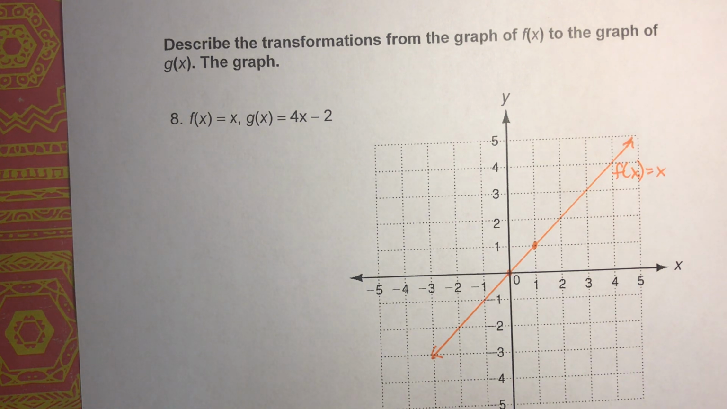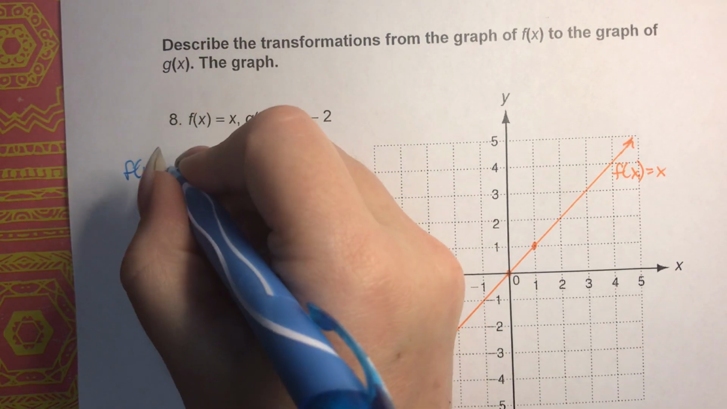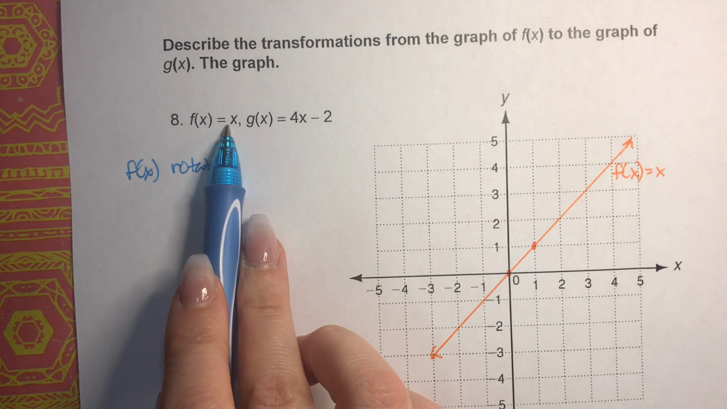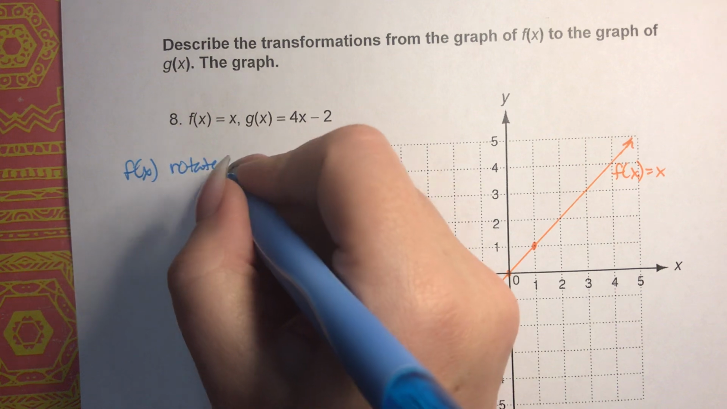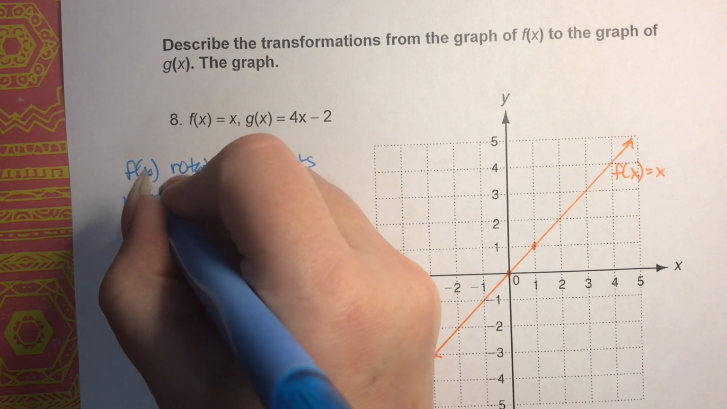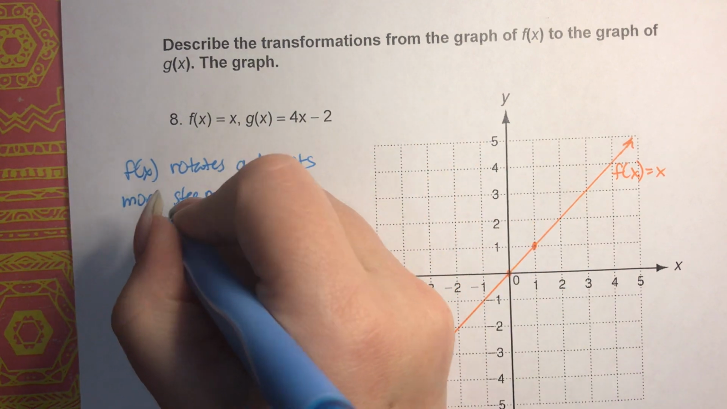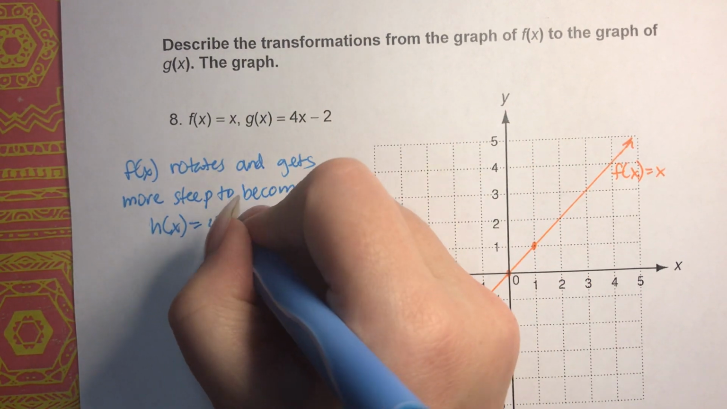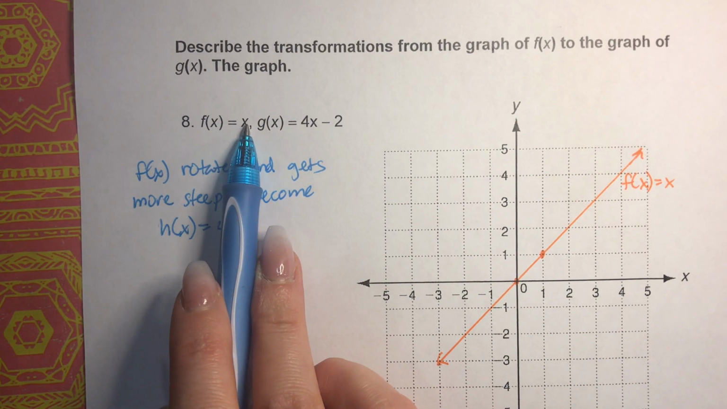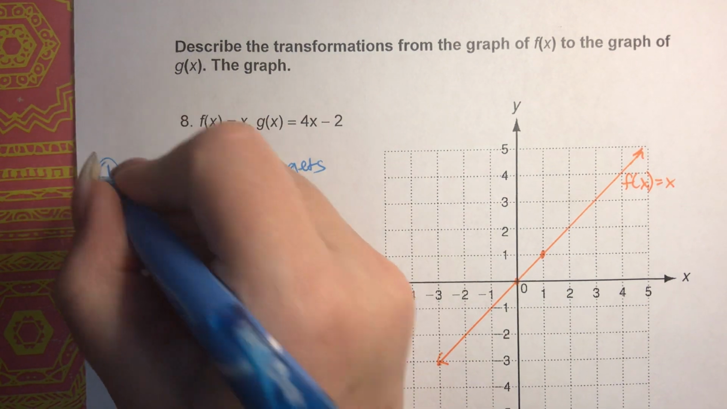So that means I need to go to h of x. So f of x rotates, and if the slope is 1 and then it's 4, it's getting more steep. So f of x rotates and gets more steep to become h of x equals 4x. And I just changed that one thing, right? Do you see how my f of x where I started is just f of x equals x, and then I just changed that one thing of adding that rotation? Okay, so that's the first transformation that happens.